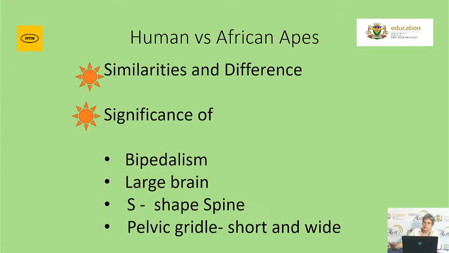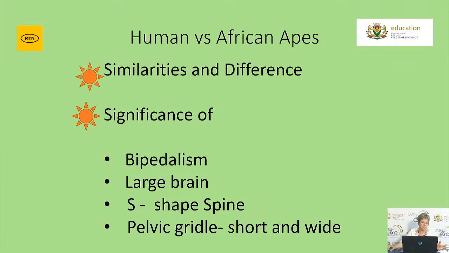The larger brain, with the skull that enlarges, the brain also enlarges, so more information can be interpreted, more coordination, speech, and hand coordination is better. Your C-shaped spine, that is going to an S-shaped spine, is for balance and to distribute weight evenly, so that when you are standing up you can do that. And also the significance of the pelvic girdle. So not only the similarities and differences, but also what is the significance, what changes in African apes and humans make it more significant.